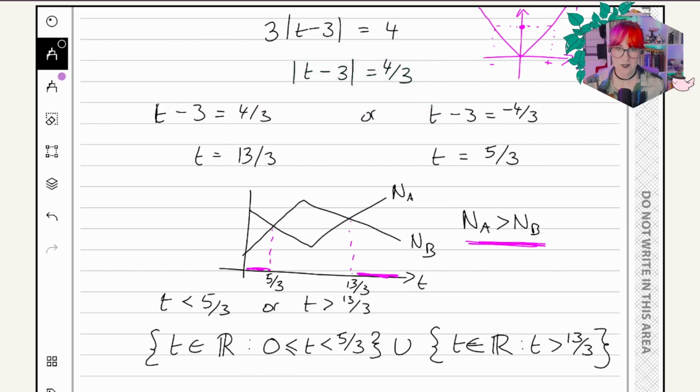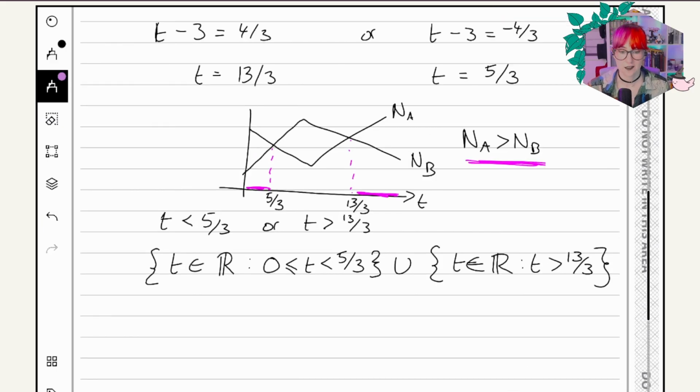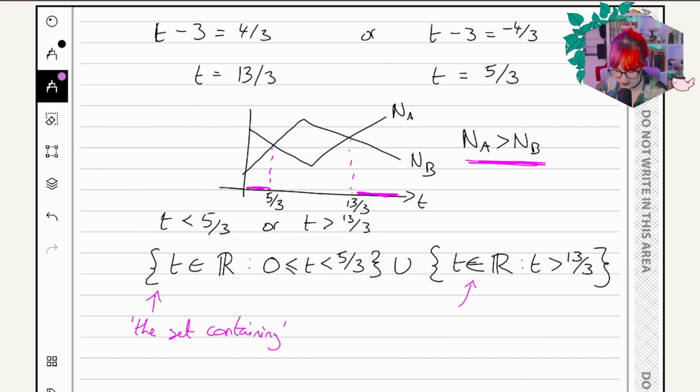Okay. So what we have here is a load of symbols. So this is the set containing. This thing that looks like an E is in. This thing, R is like blackboard R, so you give it that extra line or the extra thick thing, is the real numbers, which is sort of all numbers that can be written.